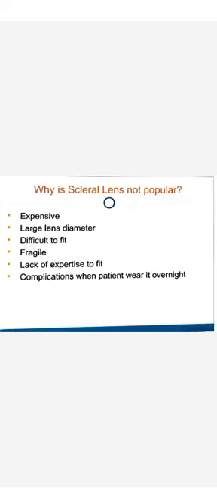Next, when it started. Scleral lenses are used to fit corneal disease and irregular corneas. Lenses are manufactured by spin cast, mold, or lathe cut, customized. Scleral lenses are lathe cut, with high cost, making them unpopular. Why are scleral lenses not popular? They are too expensive, the large diameter is difficult to fit, there is a lack of experts to fit them, and there are complications when patients wear them overnight.